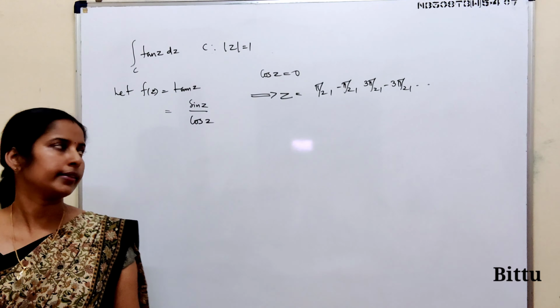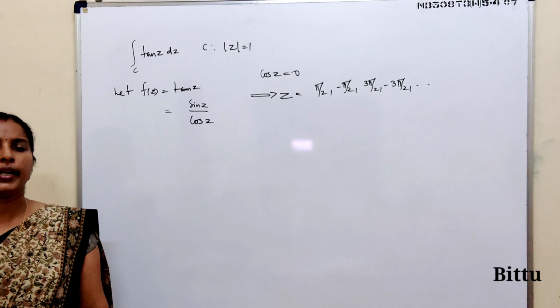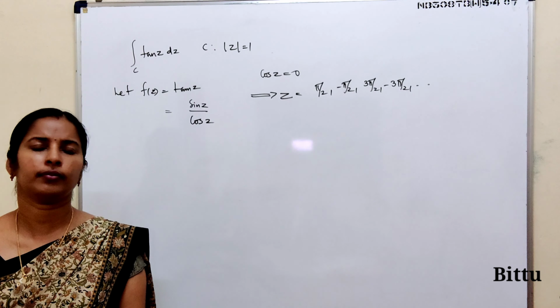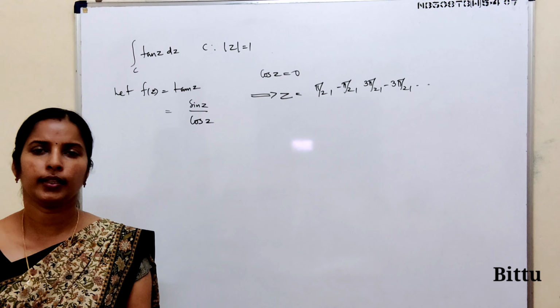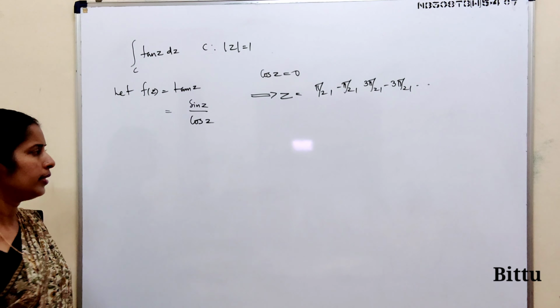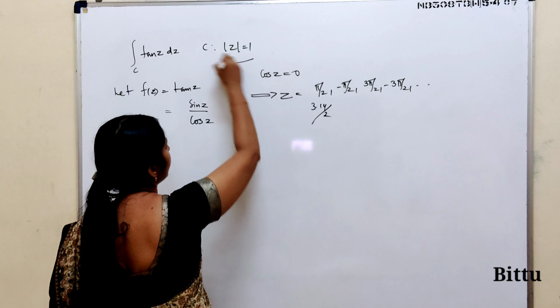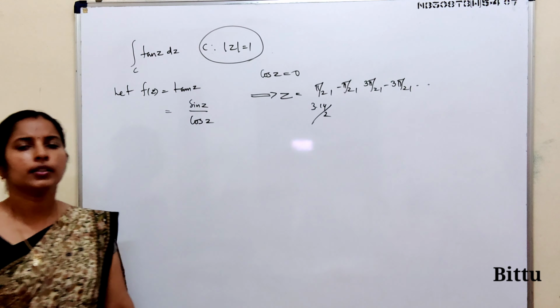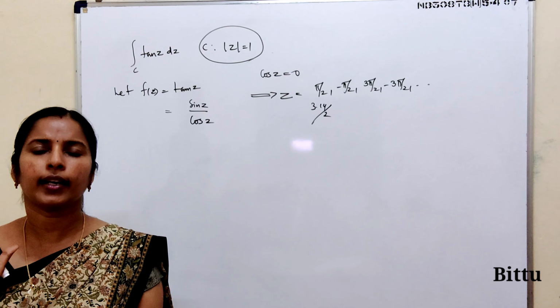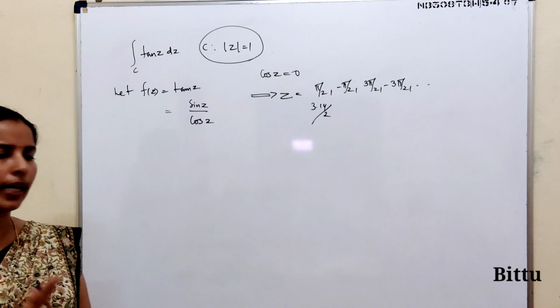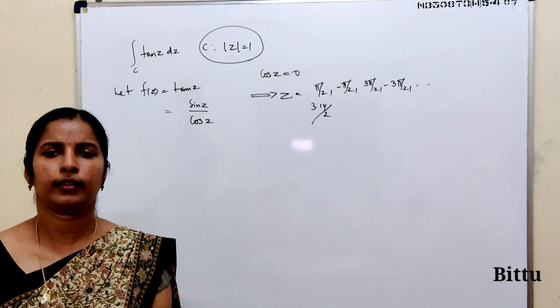Next, you identify their position with respect to the circle C. See, π is 3.14, so π/2 is about 1.57. Our circle is the unit circle. So clearly all the singularities are outside of C. No singularity lies within C.